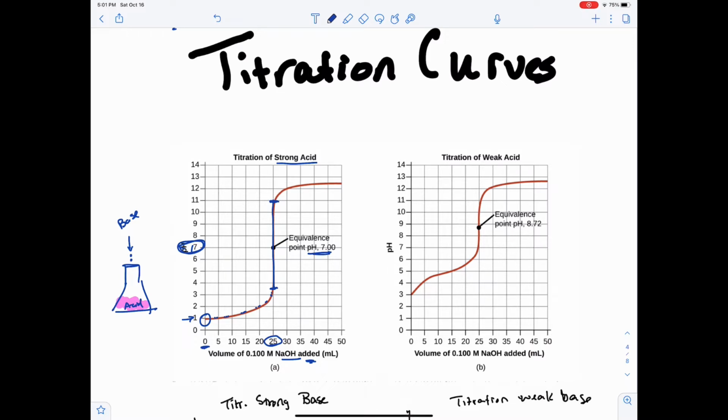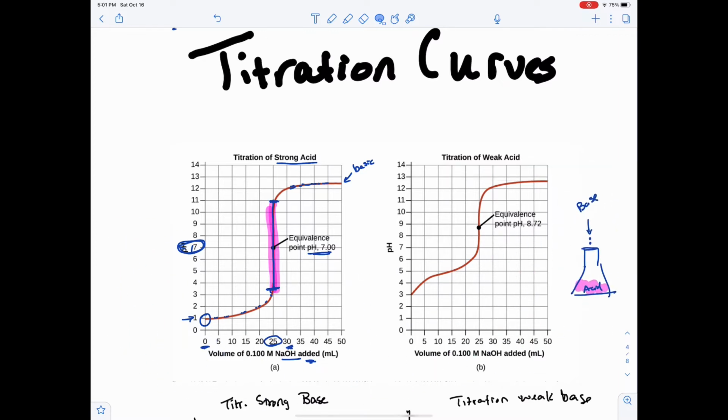And then the curve will continue on. You can add more base, but all the H is gone. So that's why the solution ends up basic, because all you've got left is you're putting in base and there's nothing for it to interact with. And it makes sense for the base to be this strong base value of above 12. That's a good strong base value. So the strong acid, strong base ones always have this really long range where it's vertical.